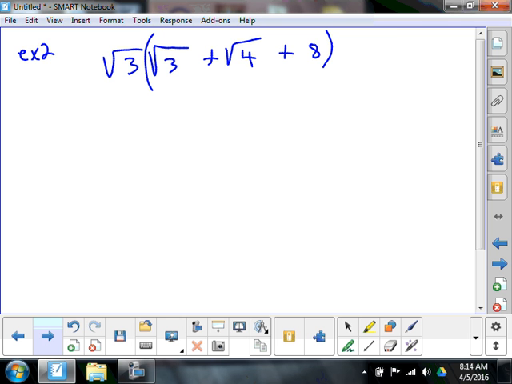What property am I going to need to use here? The distributive property? We're going to use the distributive property here, right? Well, let's see what happens. This is going to be interesting.